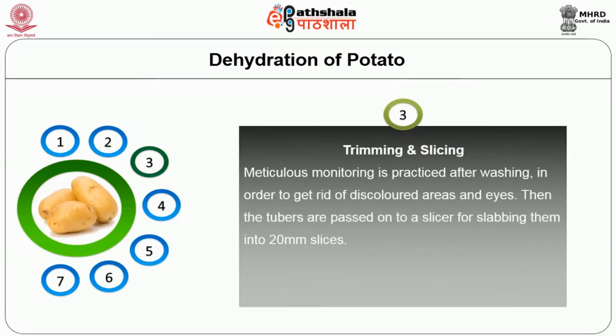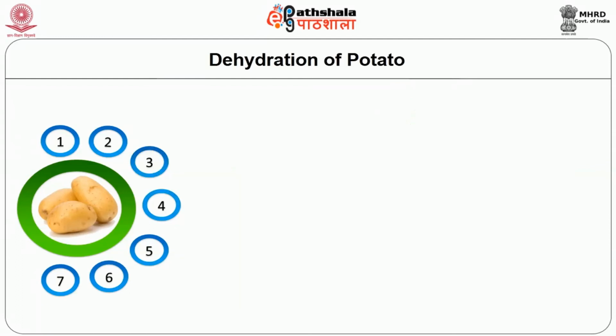Next step includes trimming and slicing. Meticulous monitoring is practiced after washing in order to get rid of discolored areas and ice. Then the tubers are passed onto a slicer for slabbing them into 20 mm slices.